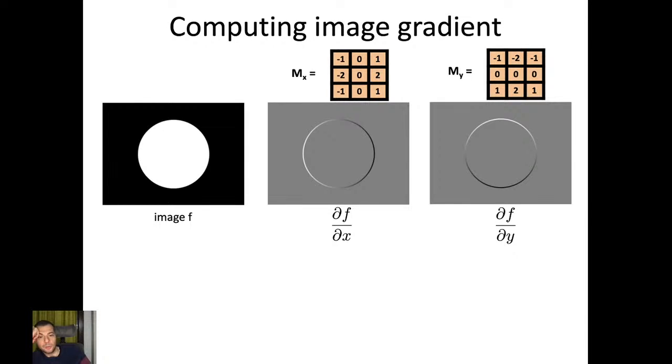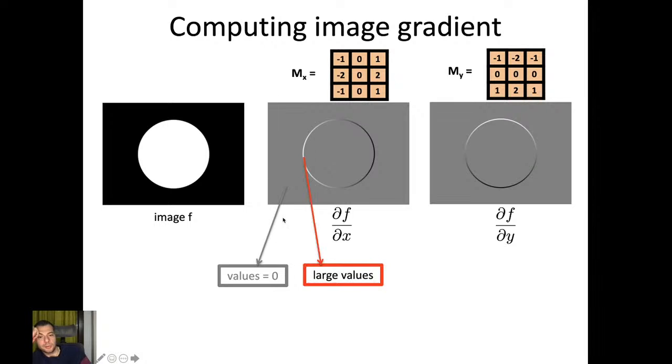So when we compute these derivatives, for this image we obtain these derivative images. For the constant regions, we have values equal to 0. Here we have large positive values, and here we have large negative values or small values.